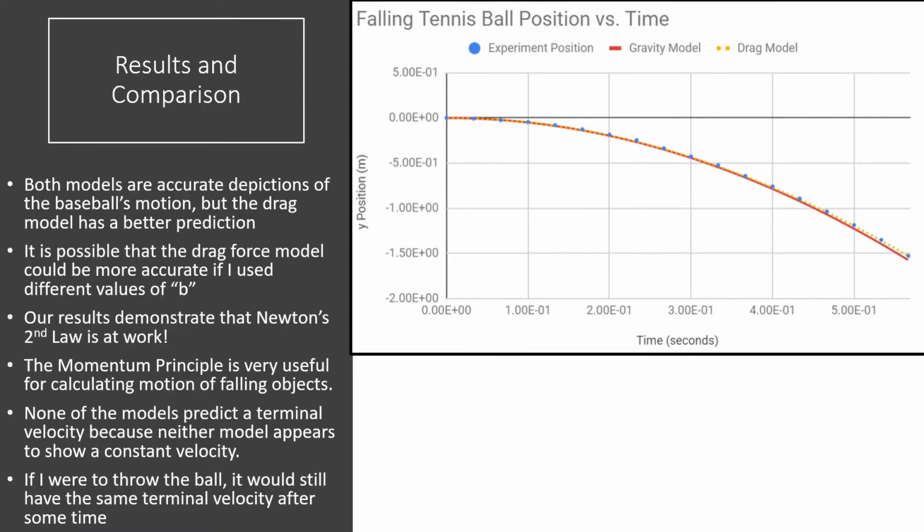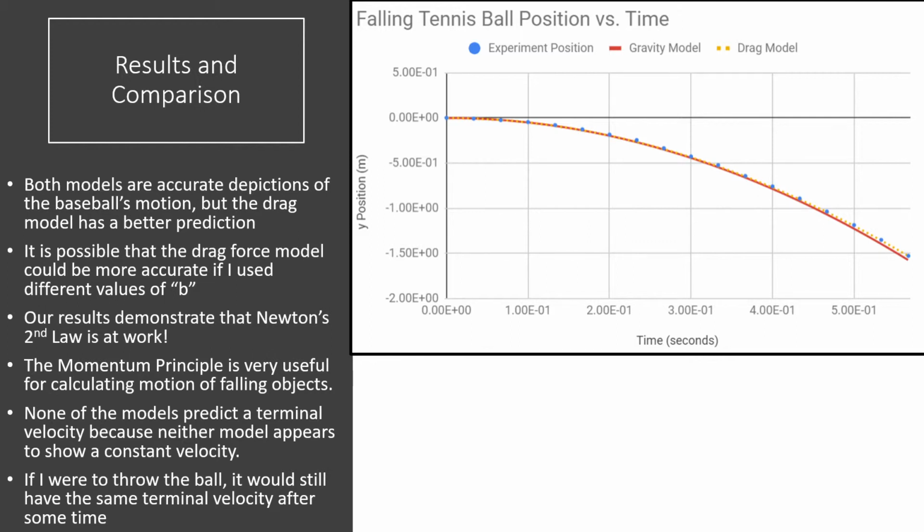After placing all graph data on the same graph, we can see that both models are very accurate to my observations highlighted in blue, but the drag force appears to be more accurate, which makes sense considering that I fit my second model to my observations using the proportionality constant. But it is possible for this model to be more accurate if I use a better value of b. Overall, these models and my observations prove that Newton's second law is at work and is very useful for predicting the motion of falling objects as well.